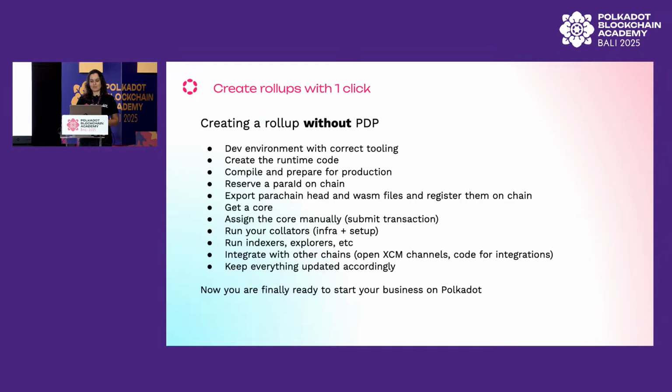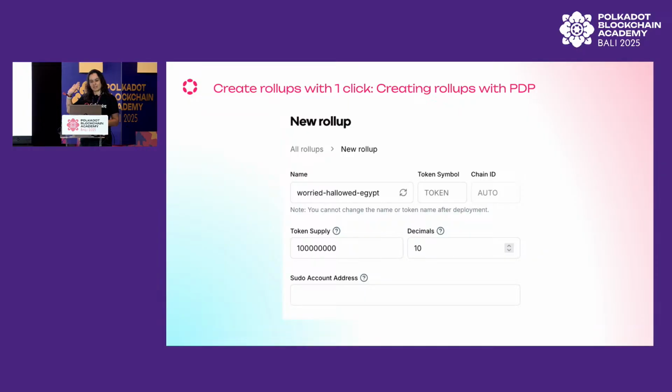And I'm going to give you a small screenshot preview of how to do this, and then I'm going to give you a live demo at the end. And with PDP, you can create with one click. So you would first fill out some of your chain specifications. You would put in a token symbol, token supply, decimals, and the sudo account address that will have, not magic, they have admin powers over your chain.